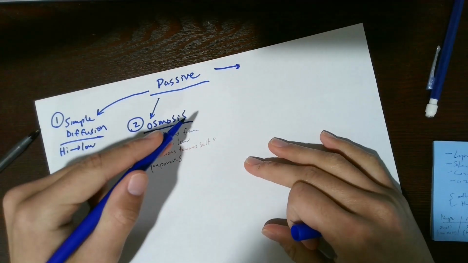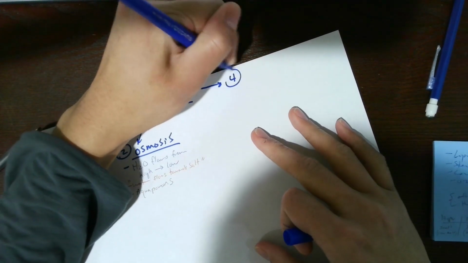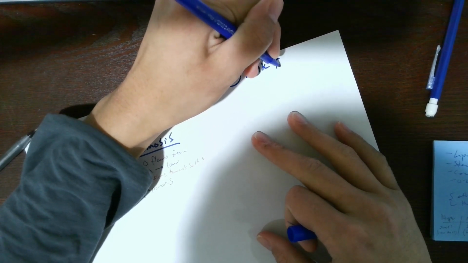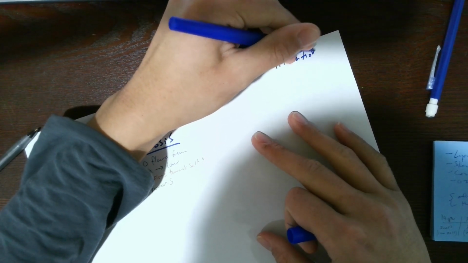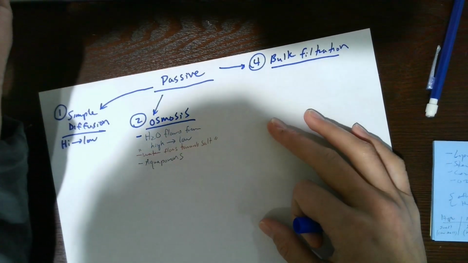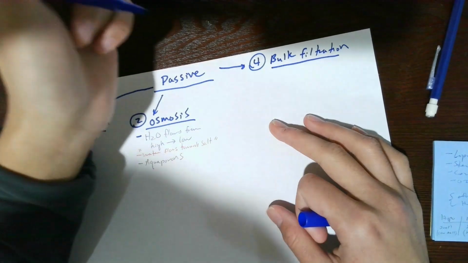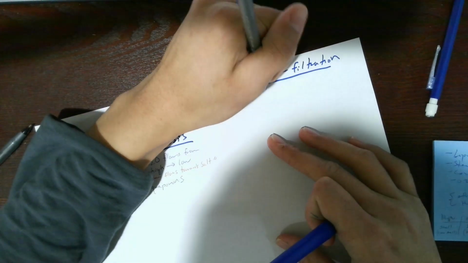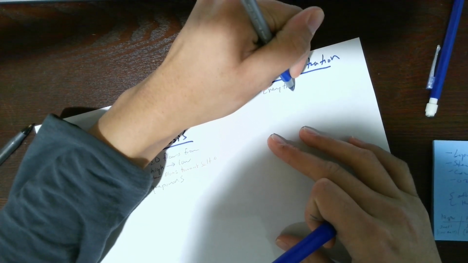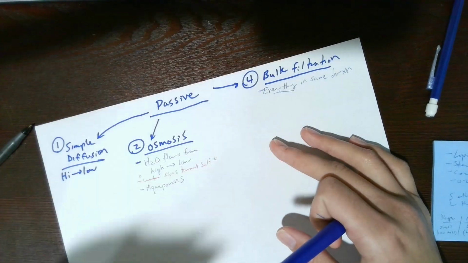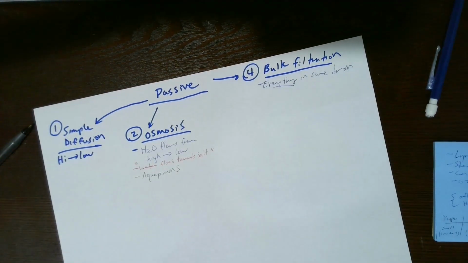I'm going to skip number 3 for a second. We're going to go to number 4. Number 4 is called bulk filtration. Bulk filtration is not one you're going to see commonly in AP Bio, but bulk filtration means everything moves in the same direction. Whether it's water, whether it's salt, whether it's protein, or whatever, it all goes in the same direction.